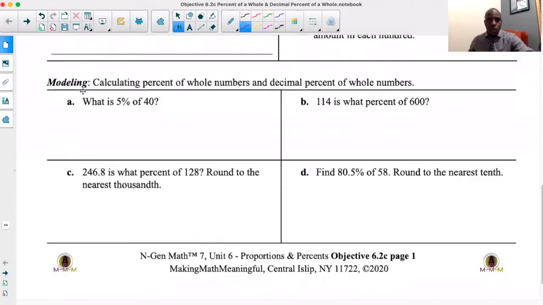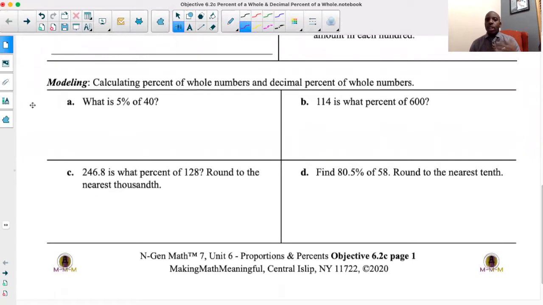Just so you all know, let's go back and look at the worksheet. Look at modeling with me. All right, look at the modeling with me. It starts off by saying, what is 5% of 40, right? B is saying 114 is what percent of 600. C is saying 246.8 is what percent of 128. And D is saying 80.5% of 58. Now, I'm going to quickly go from A to D, and then we're going to look at B and C. Now, why am I doing that? A and D are very similar. B and C are very similar. Notice in A, they're asking for 5% of 40.